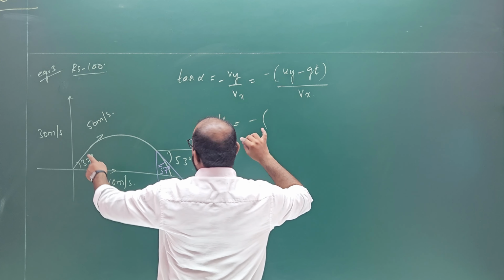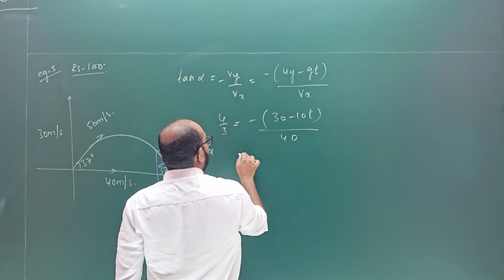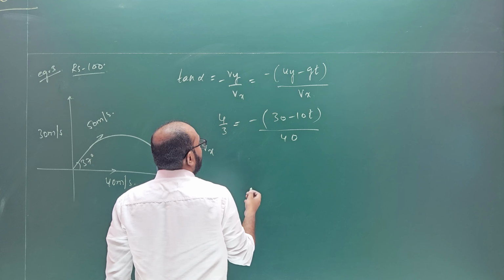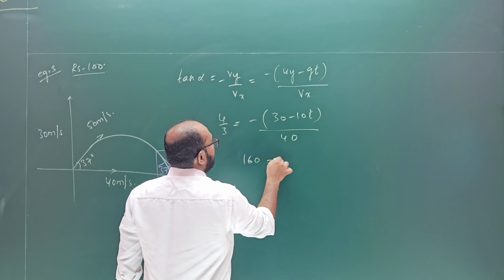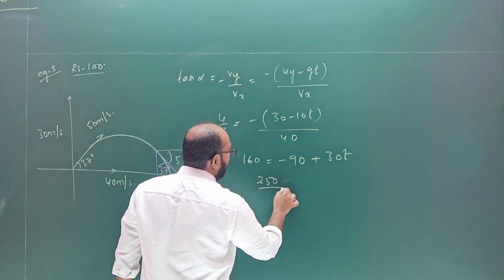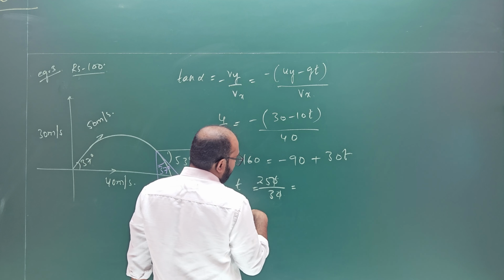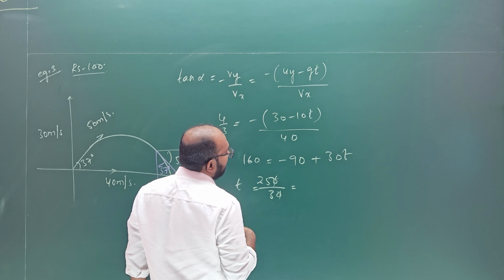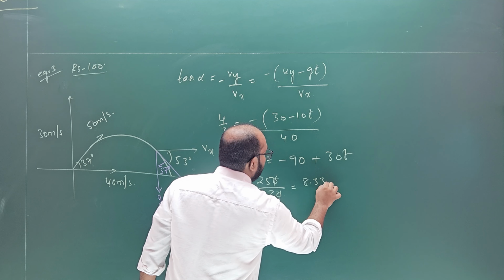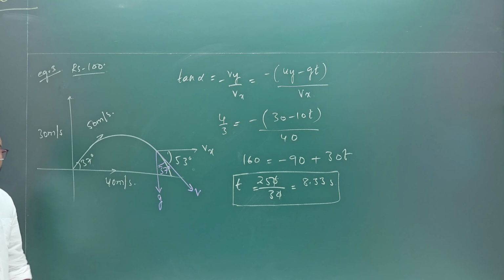Substituting the value, Vy is 30 minus 10t upon 40. So 40 into this, get how much? 160, which is equal to minus 90 plus 30t, and 250 upon 30 is equal to time, 0 cancel. That means 3 ones are 3, 3 8s are 24, so 8.33 seconds. How many of you got this answer? Yes or no? Very good.